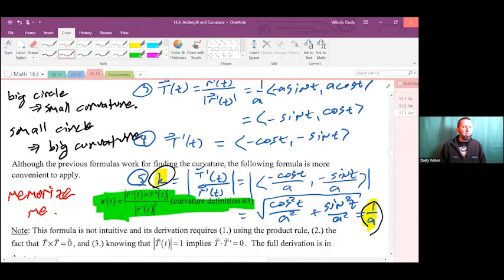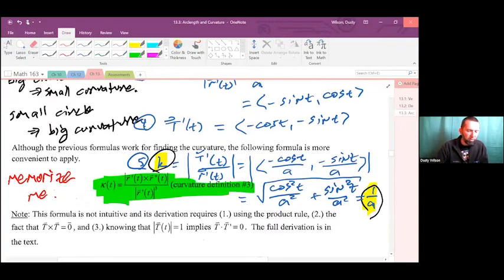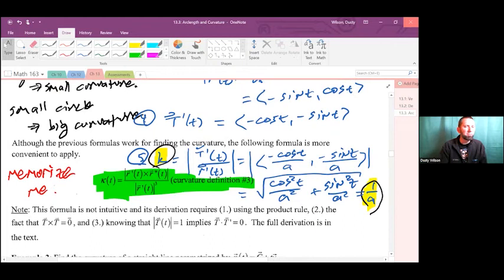Note that this formula is not intuitive, and its derivation requires the use of the product rule, the fact that T cross T equals 0, and knowing that if the magnitude of T equals 1, because it's a unit vector, this implies that T dot T prime is 0, that is, they are perpendicular vectors. The full derivation is in the text.